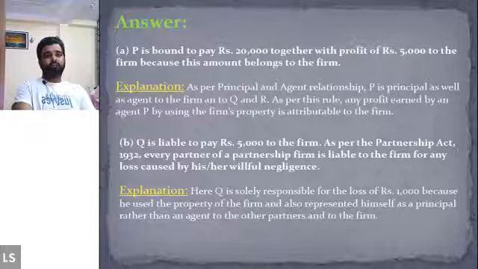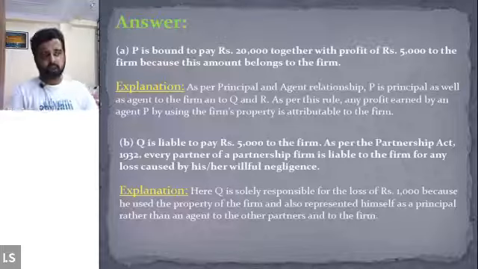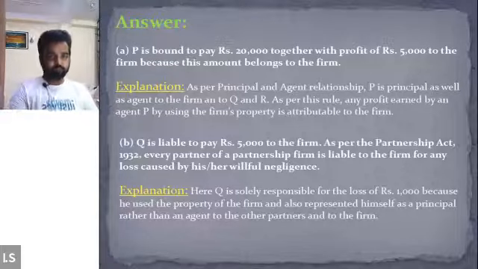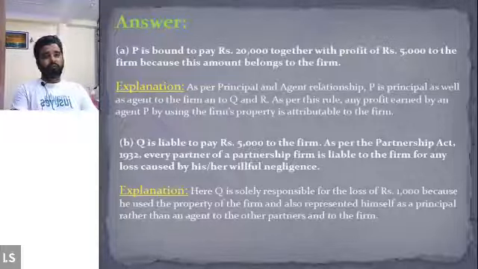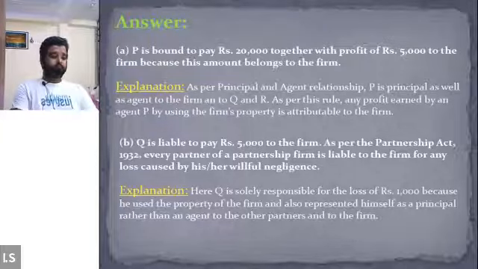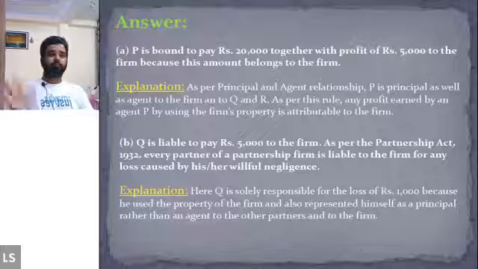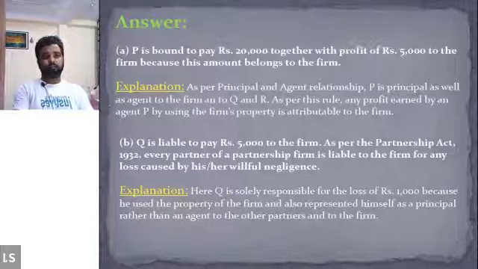In the explanation, we can write that as per the principal and agent relationship, P is the principal as well as the agent to the firm. As per this rule, any profit earned by the agent belongs to the firm. So this is how you can explain the different disputes and resolve these different disputes.